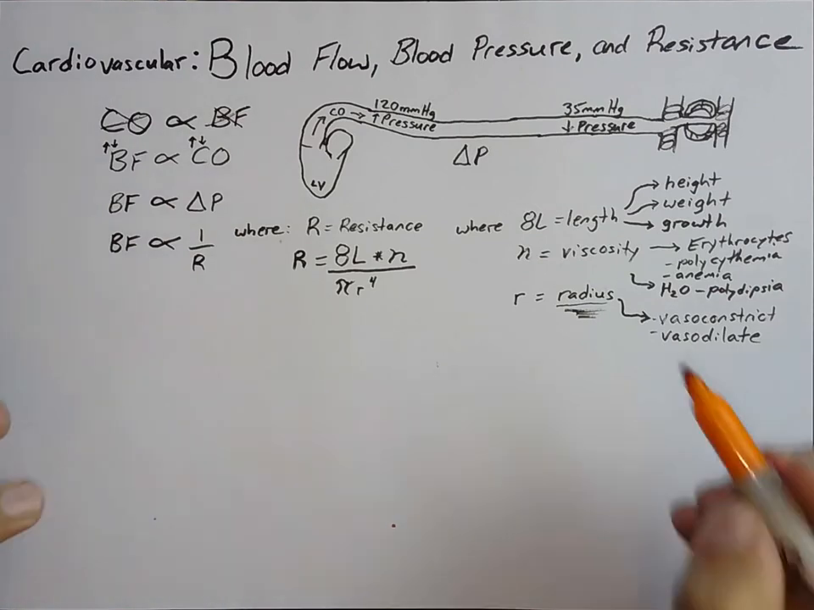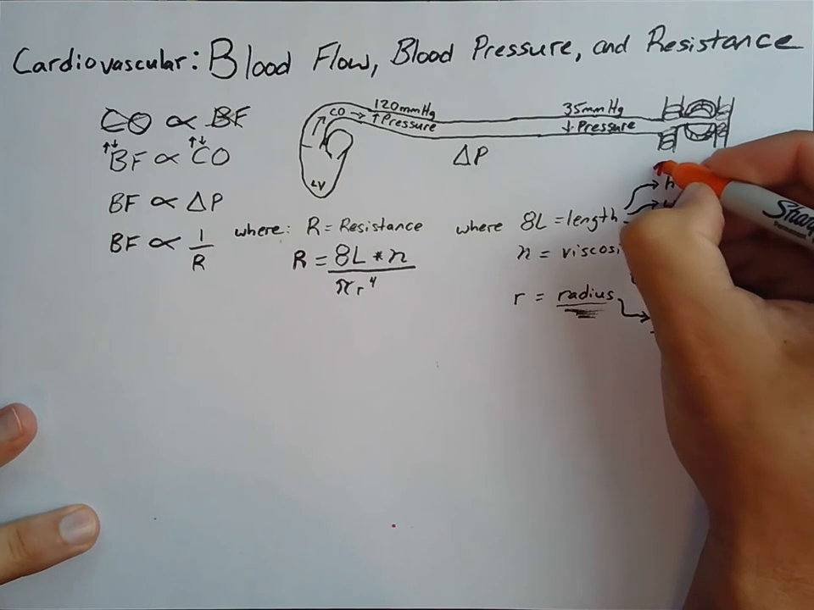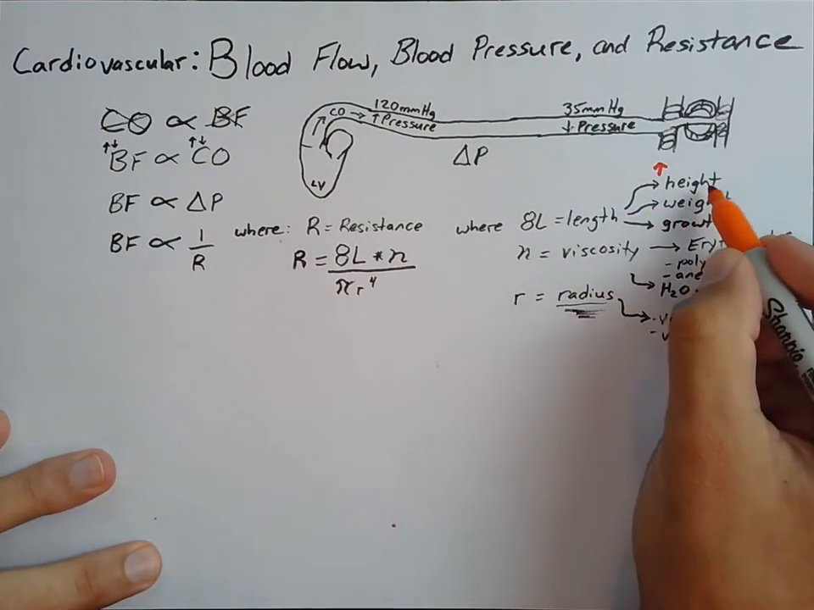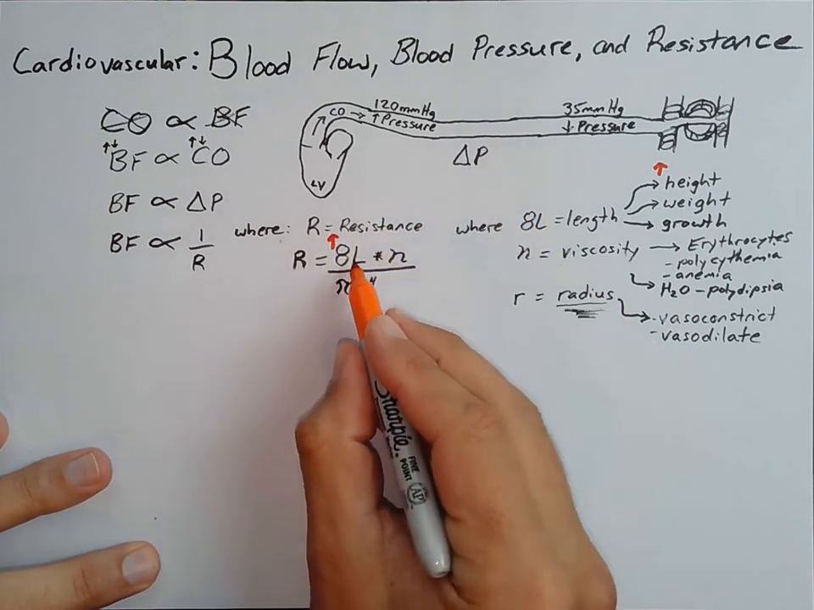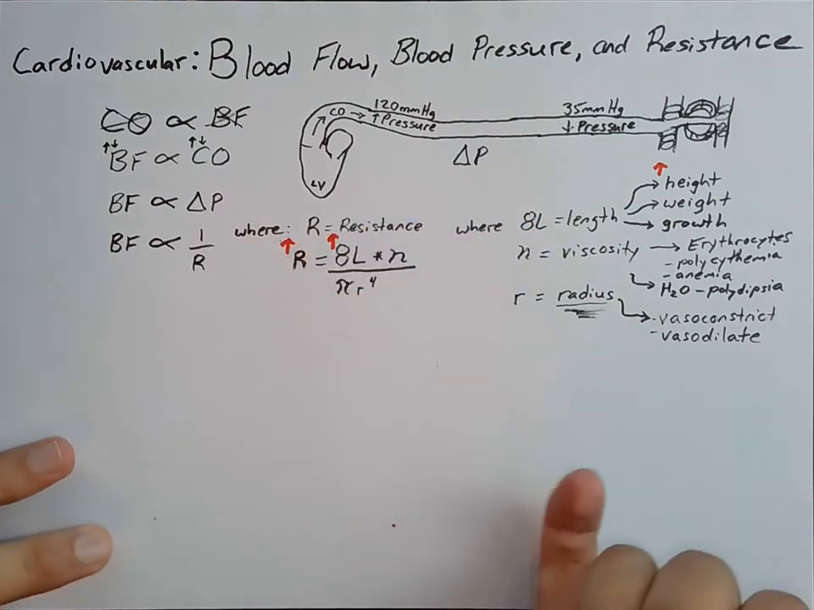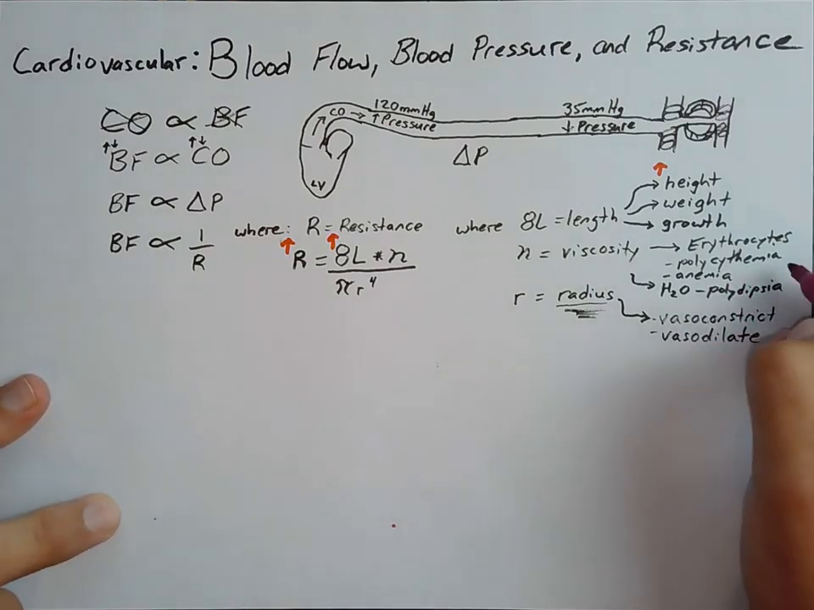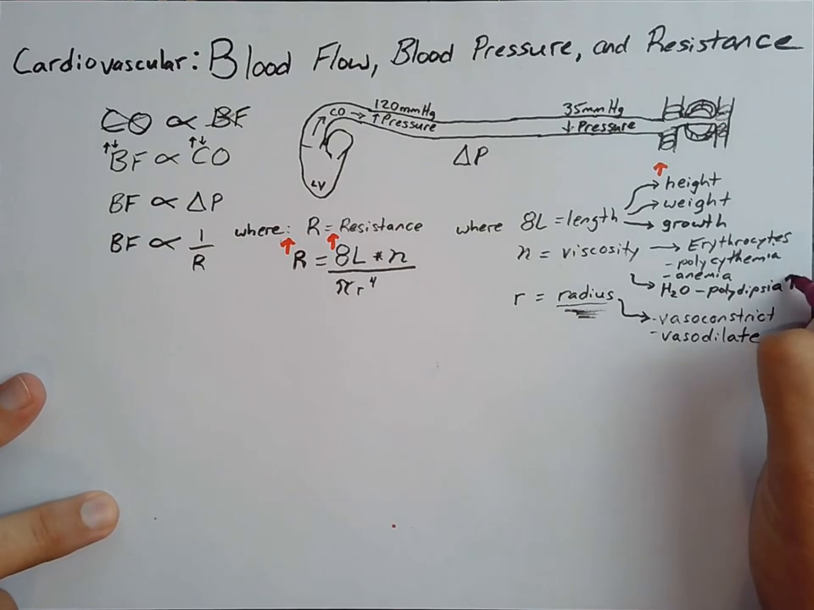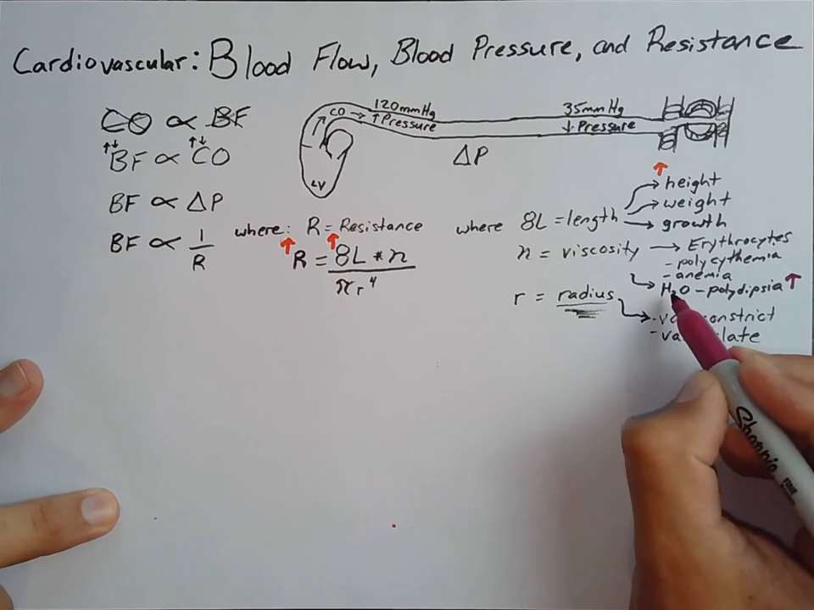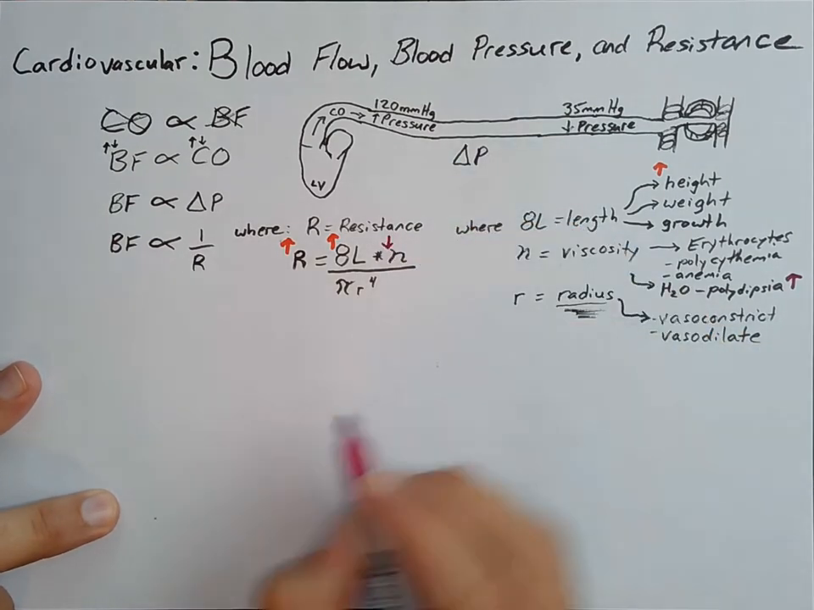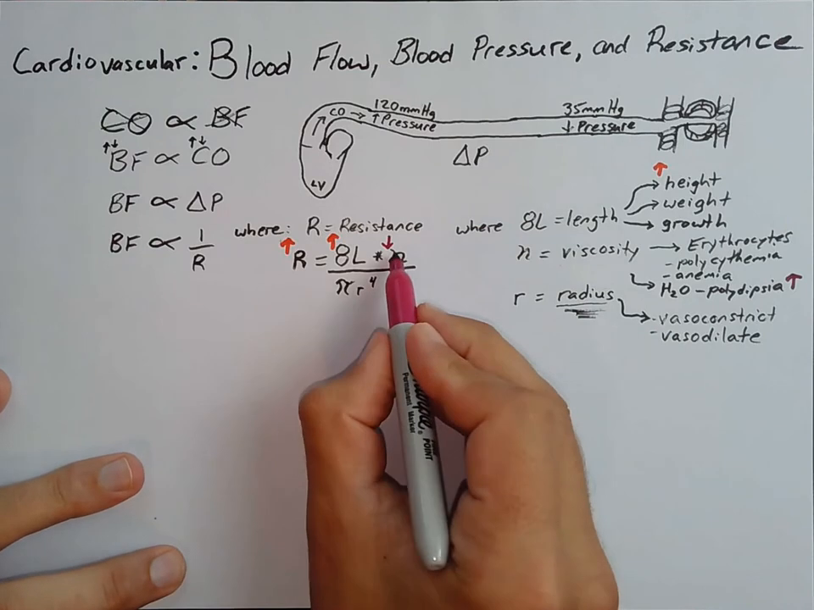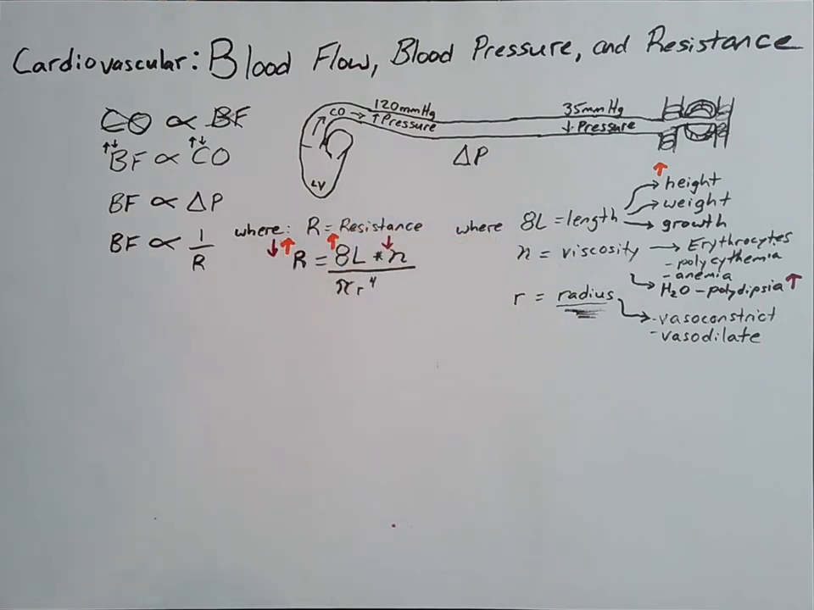So again, let's start looking at these things. What if we were to increase the height? Let's go back over here. If we increase the height of a patient, what variable is affected? The length. Therefore, what happens to resistance? It will increase. Awesome. Let's just pick one at random down here. I like polydipsia. So let's say polydipsia increases. Well, an increase in water content is going to decrease viscosity of the blood. And if you decrease the viscosity of the blood, what happens to resistance? It will decrease because it's directly proportional to that viscosity.